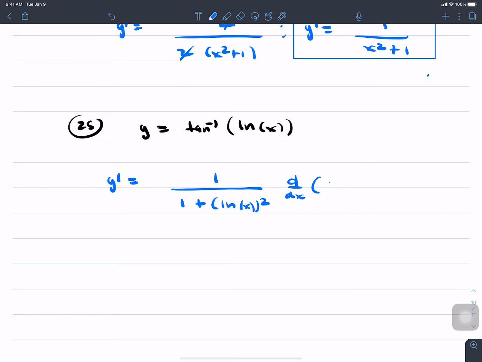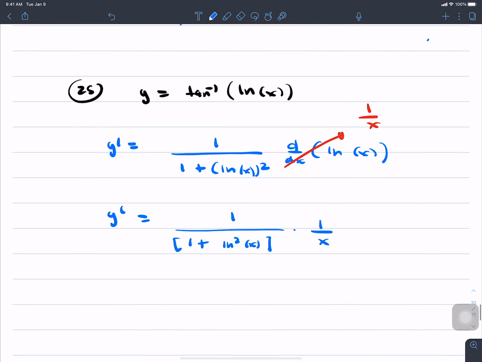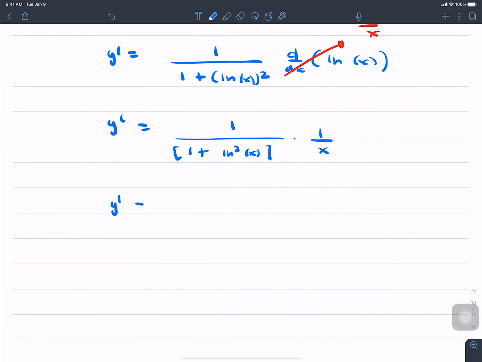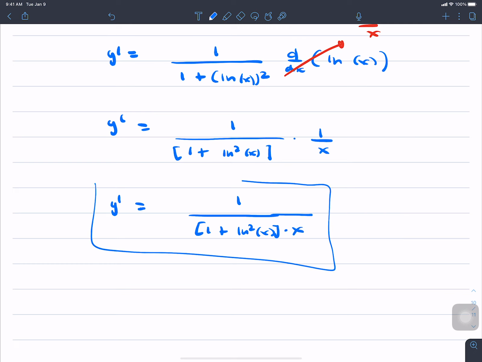So we differentiate by that natural log function. So that's 1 over x. Very similar. Y prime 1 over 1 plus natural log squared x times 1 over x. Y prime 1 over 1 plus natural log squared x, and then don't forget times that x. That's fine.